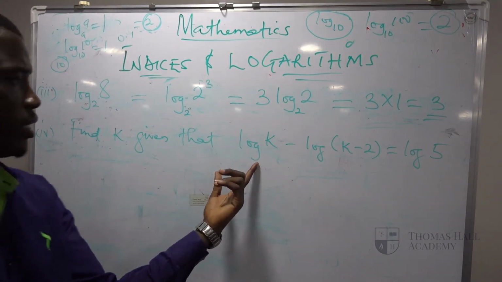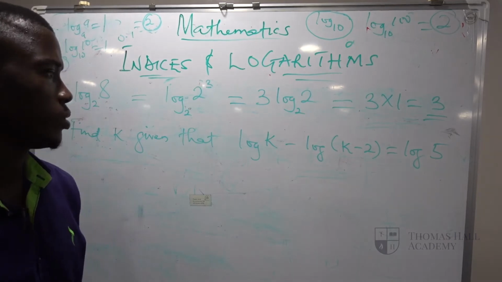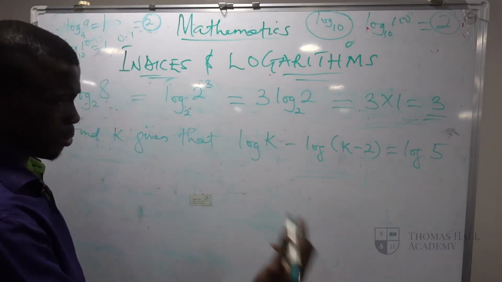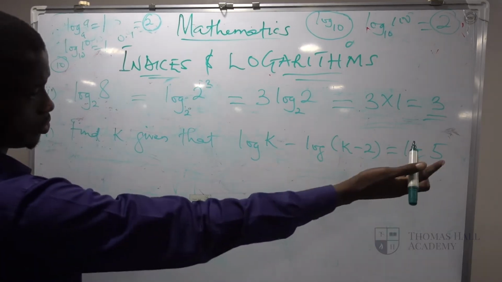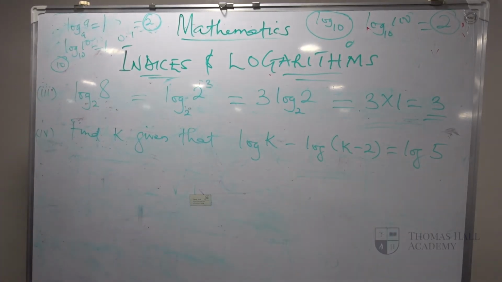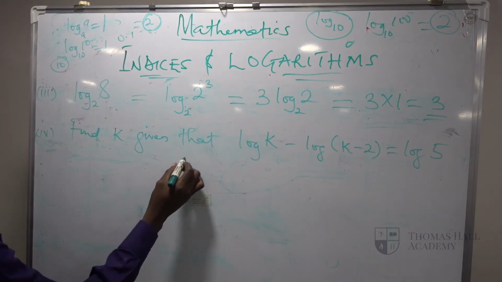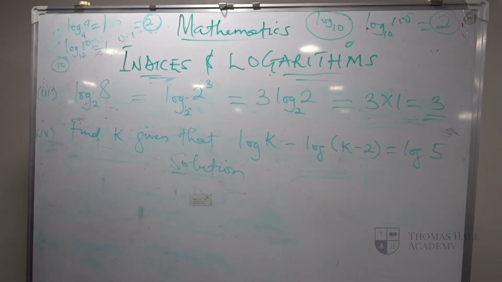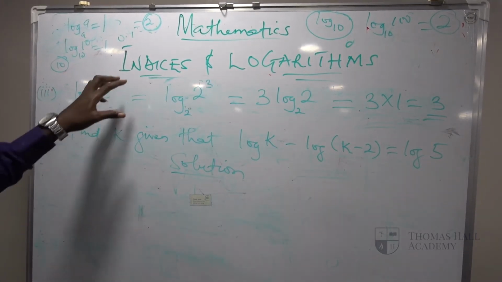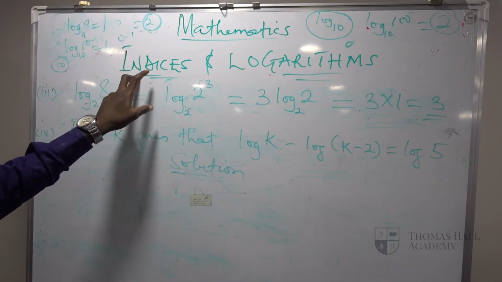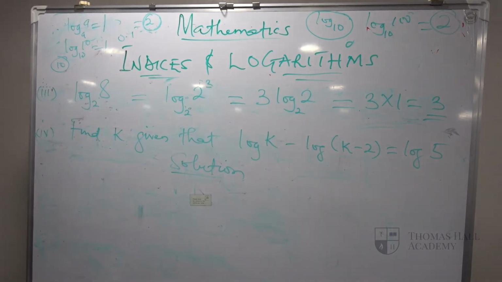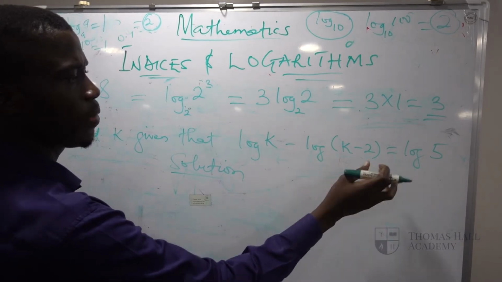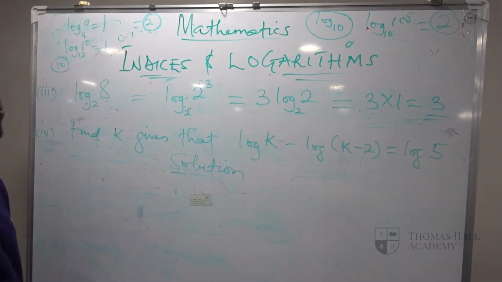You can see in this that there are no bases for the logs. We assume that it is in a natural base. You can put any base you like, so long as all of them have no base. But that is not the main issue now. How do we solve this? That is the question. Like I said earlier, the same rules that apply to indices apply to logarithm. Log K minus log this equals log 5.